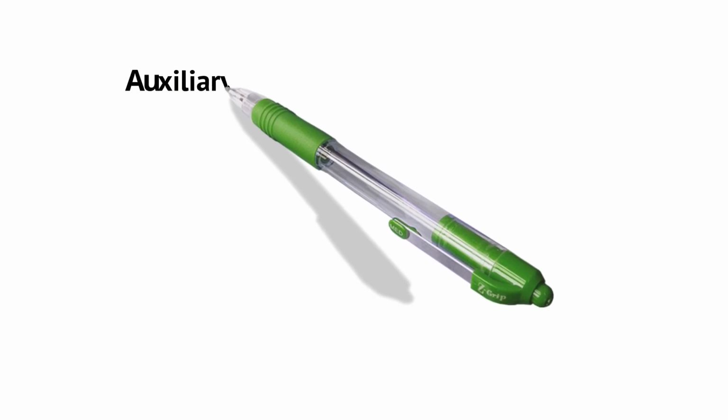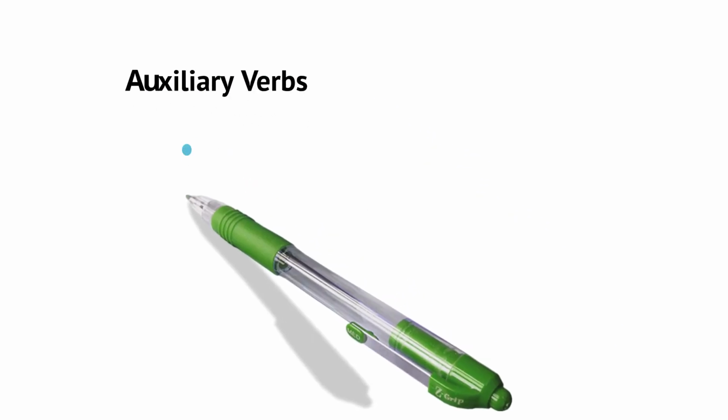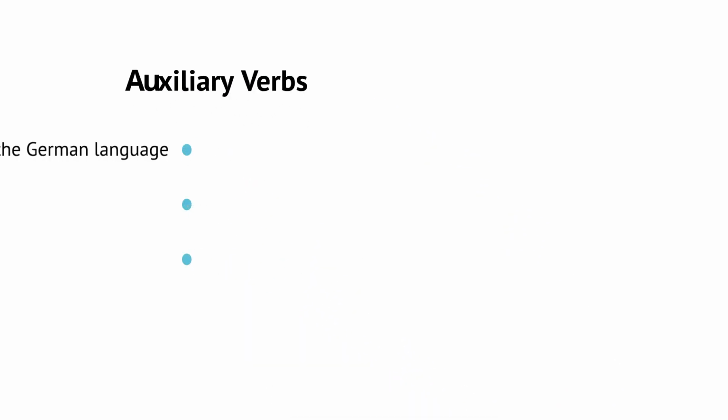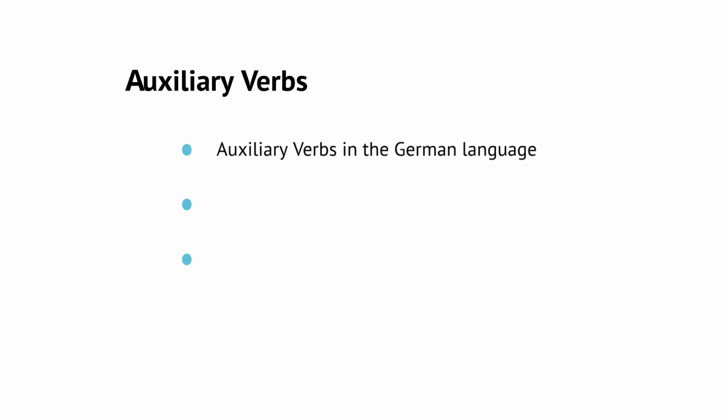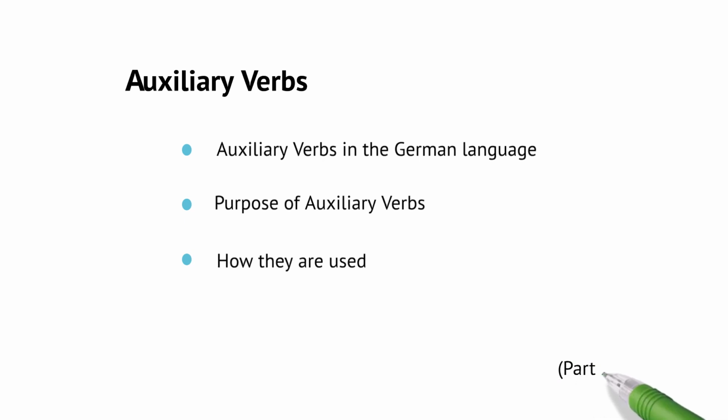This is a continuation on auxiliary verbs, where we talk about the auxiliary verbs which exist in the German language. We reveal the purpose of auxiliary verbs in the language and how they are used in various grammatical structures. This is part 2 of a 2-part series video.